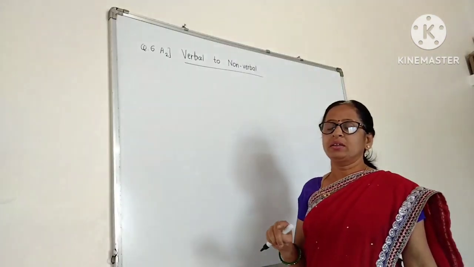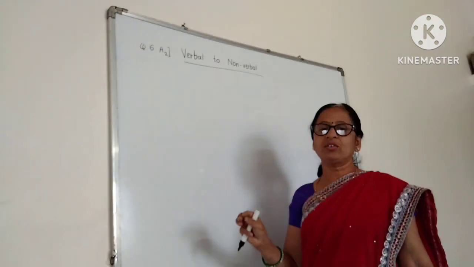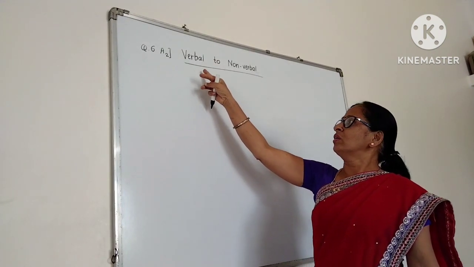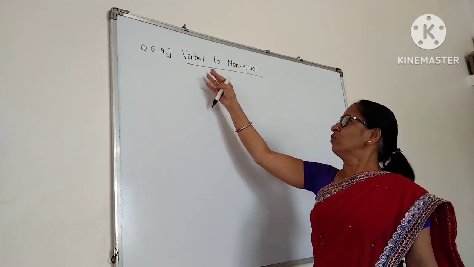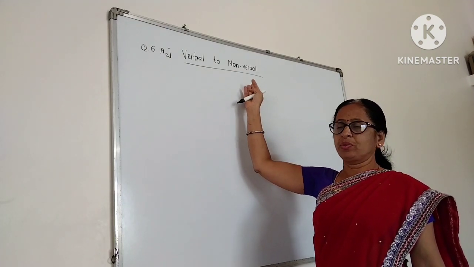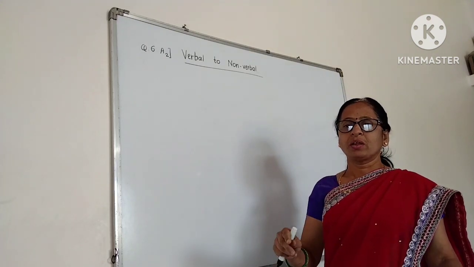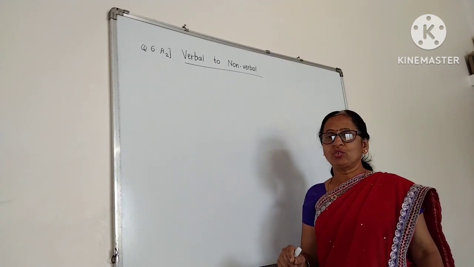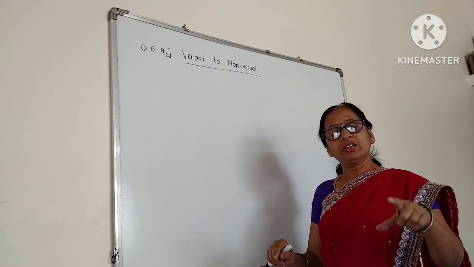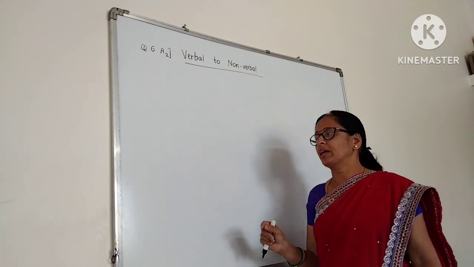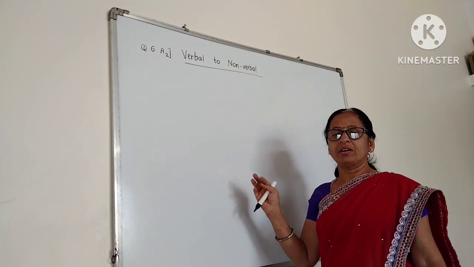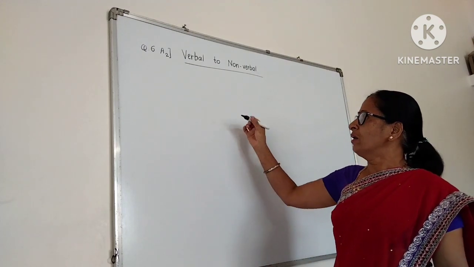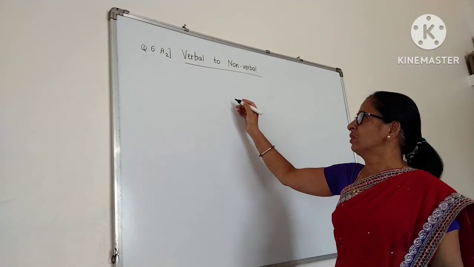Okay. In the 10th State Board English question paper, there is question number 6 A2, information transfer, verbal to non-verbal. A paragraph is given and we have to read it carefully and show the information in the paragraph in a tree diagram. While I read a paragraph, I make a tree diagram to show the information.